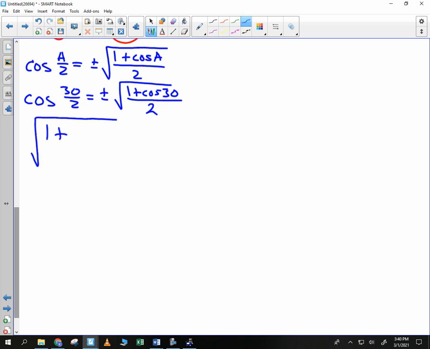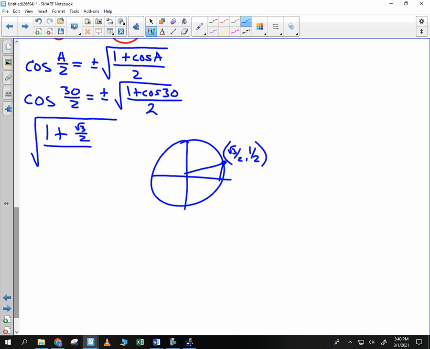And we have 1 plus. Now we need the cosine of 30. So I'm going to go ahead and look at my 30-degree angle, which is right there. We know that coordinate is the root of 3 over 2 and 1/2. So you got really good at doing that. So the cosine is the root of 3 over 2, all over 2. So this is what I need to simplify. And we'll show you what this simplifying looks like.